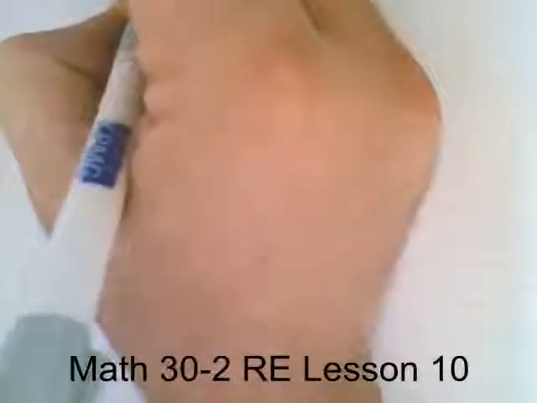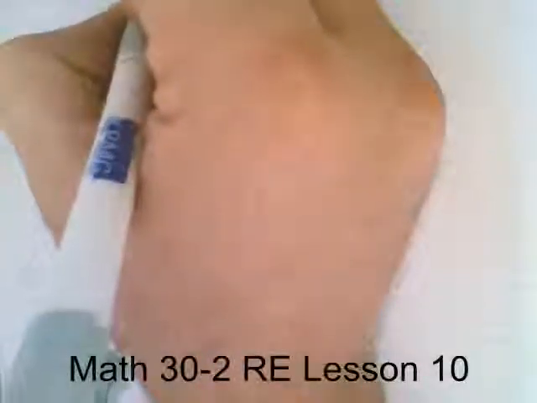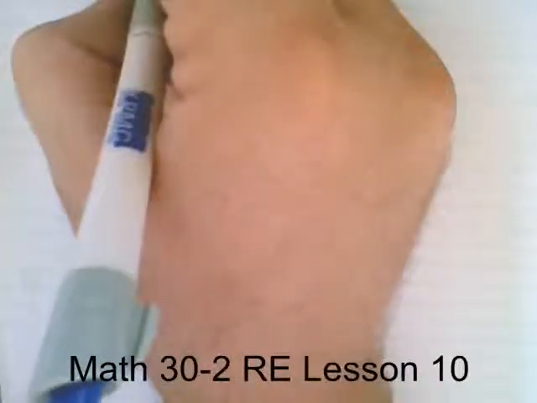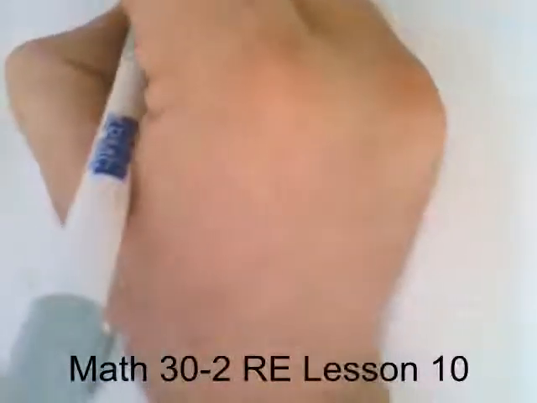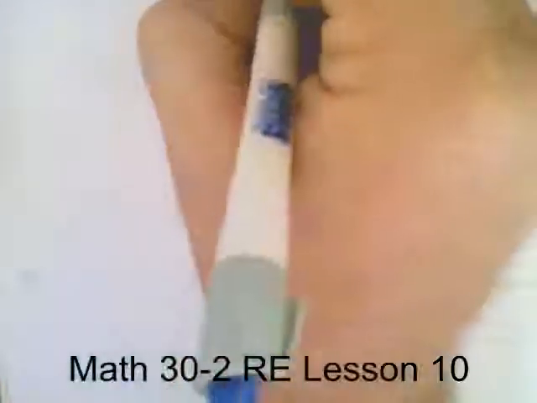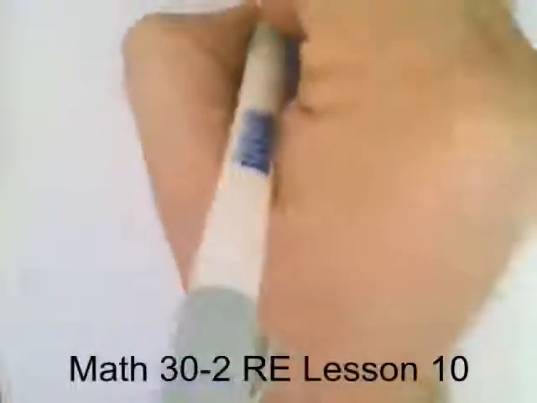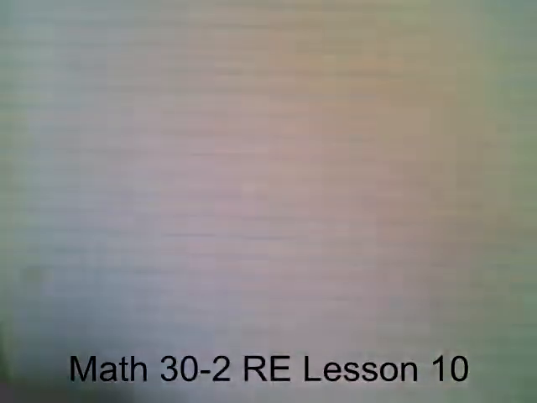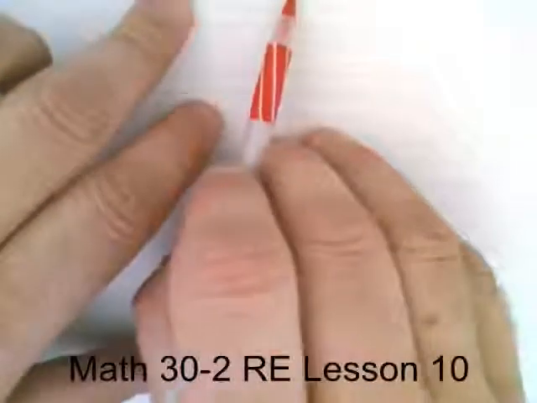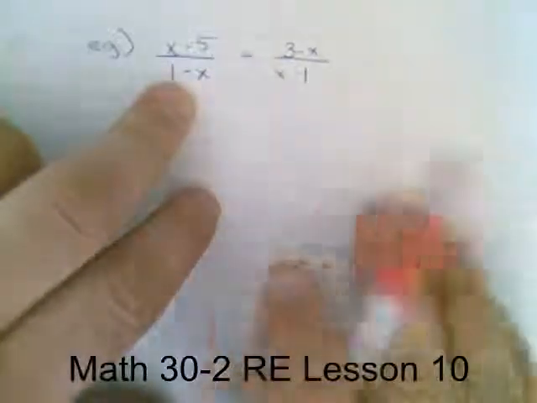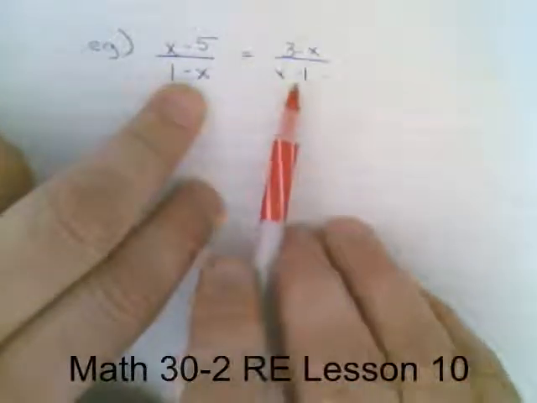So if I look at x minus 5 over 1 minus x equals 3 minus x over x minus 1. I look at this, okay. You can notice that these are going to cancel somehow, but I'm not going to worry about it.